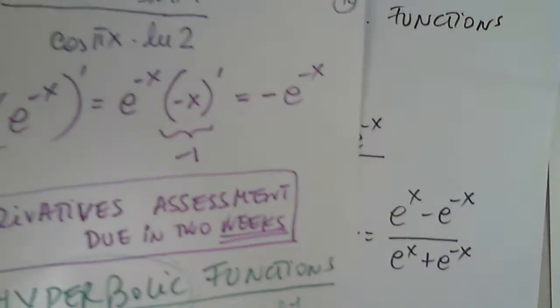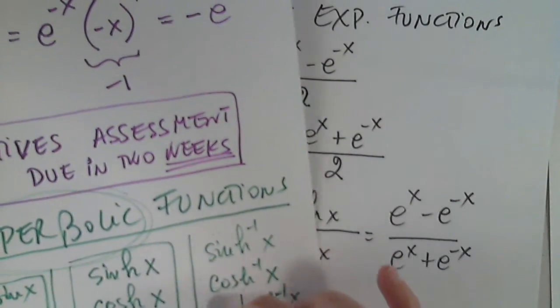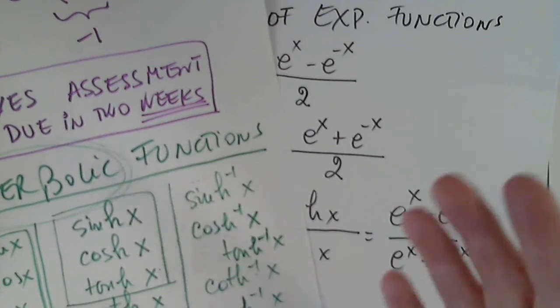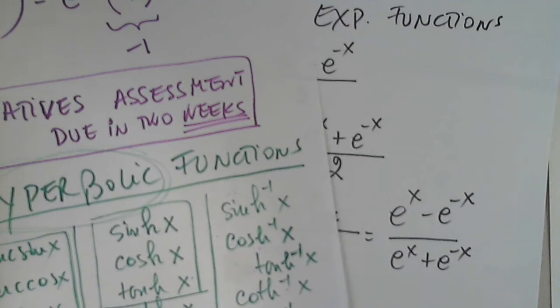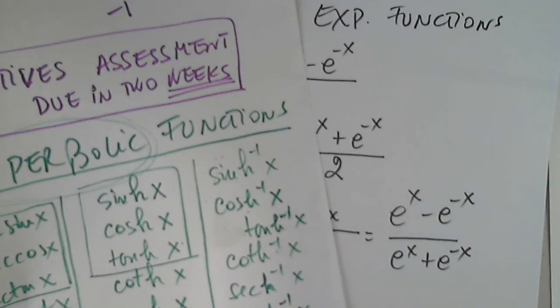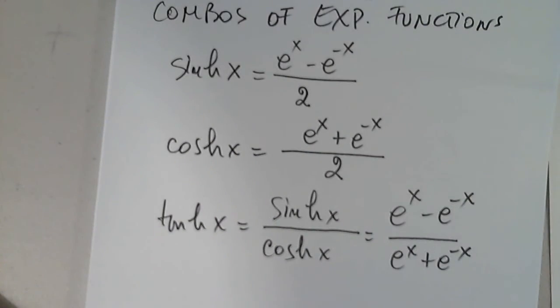And what is hyperbolic cotangent? Of course, 1 over hyperbolic tangent. So these are the similarities in identities. What is hyperbolic secant? Of course, 1 over hyperbolic cosine. What is hyperbolic cosecant? Of course, 1 over hyperbolic sine. So these are the similarities in identities with the trig functions.